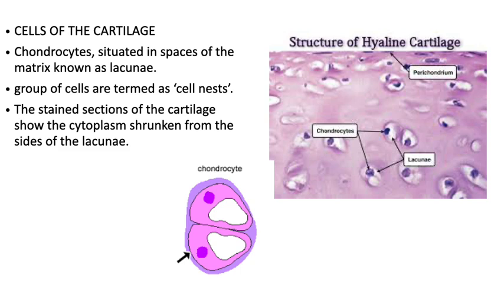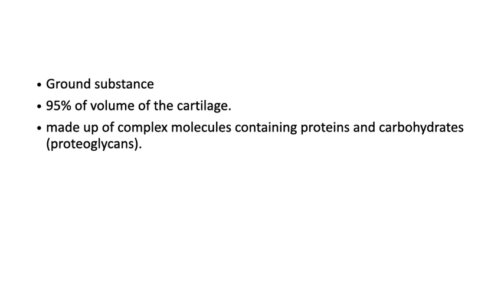The young cartilage cells are known as chondroblasts and they form the chondrocytes, and chondrocytes are the main cells of the cartilage. Then the ground substance. Ground substance is produced by the chondrocytes.